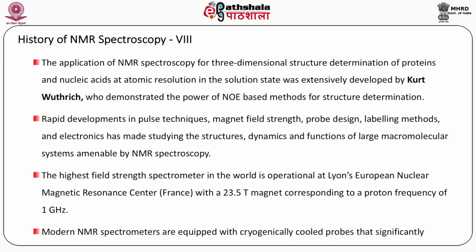Rapid developments in pulse techniques, magnet field strength, probe design, labeling methods, and electronics have made studying the structures, dynamics, and functions of large macromolecular systems amenable by NMR spectroscopy. The highest field strength spectrometer in the world is operational at Lyon's European Nuclear Magnetic Resonance Center in France. It has a 23.5 Tesla magnet corresponding to a proton frequency of 1 gigahertz. Here I must tell you that 1 Tesla is equal to 10 raised to the power 4 Gauss, and for comparison the Earth's magnetic field is 0.5 Gauss. The safety limit for magnetic cards is around 5 Gauss.